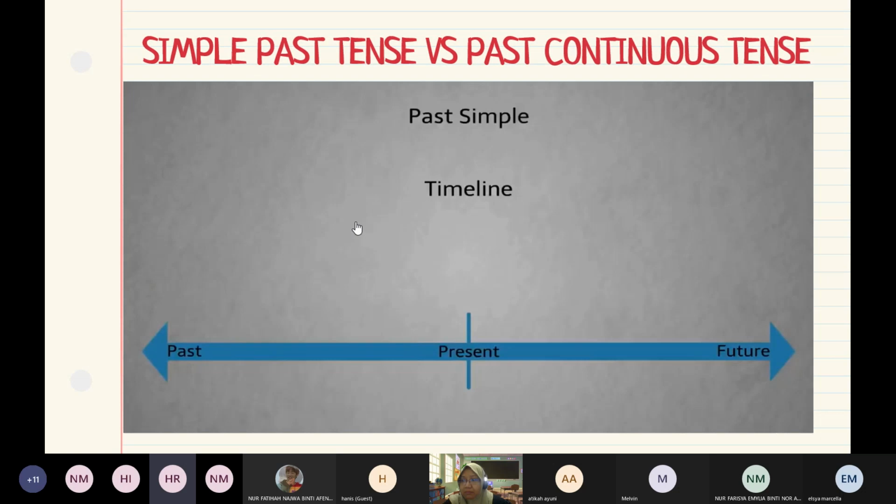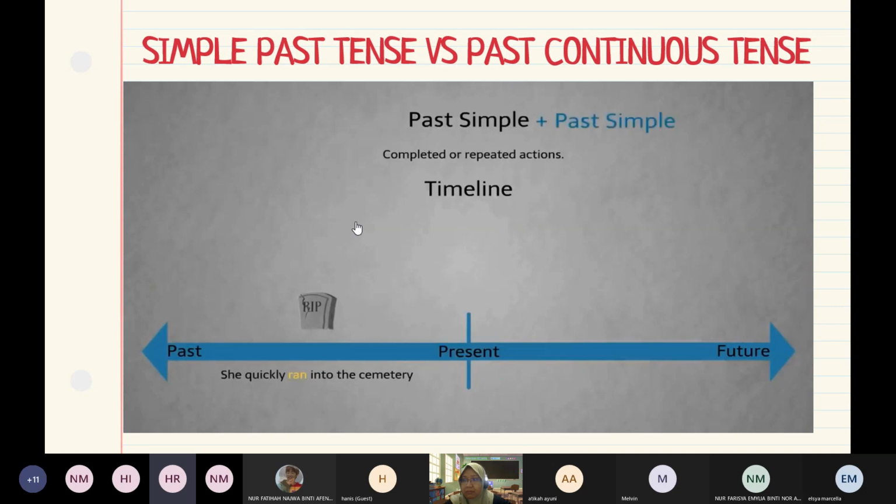We use the past simple for completed actions or repeated actions. For example, she quickly ran into the cemetery. This action is finished and completed.